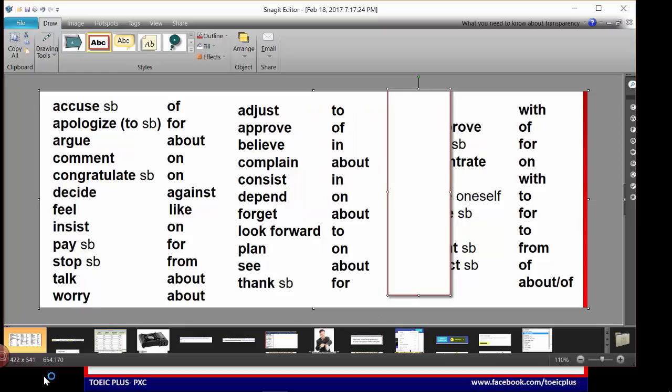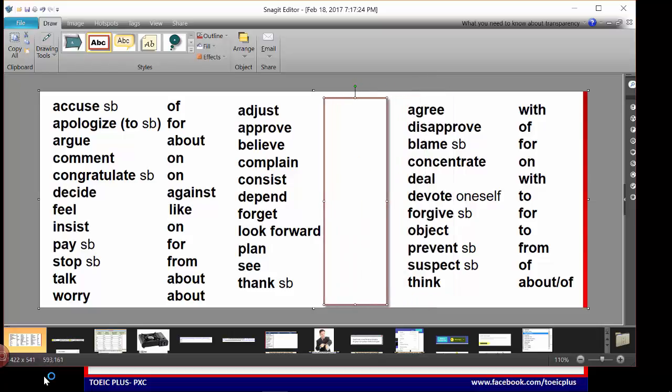Adjust to, approve of, believe in, complain about, consist in, depend on, forget about, look forward to, plan on, see about, thank somebody for.